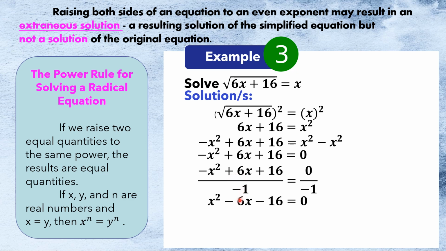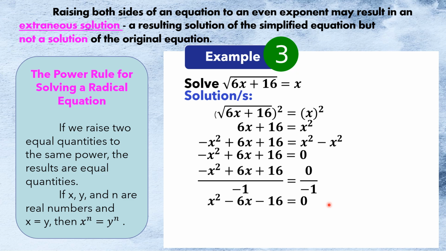Positive 6x divided by negative 1, magiging negative 6x kasi unlike sign po yun. And then, positive 16 divided by negative 1, that is negative 16. And then, 0 divided by negative 1 is equal to 0, since 0 divided by any number is equal to 0. So, ito na po yung ating quadratic equation, x squared minus 6x minus 16 equals 0.